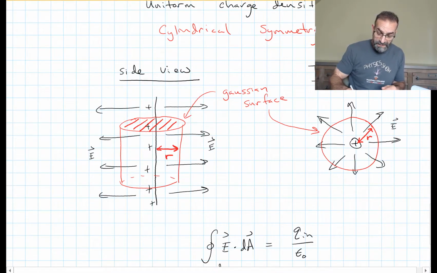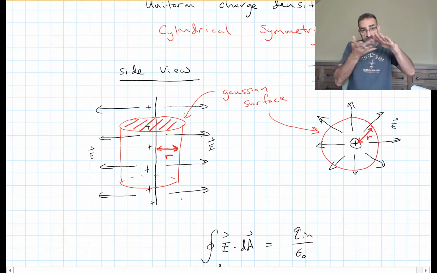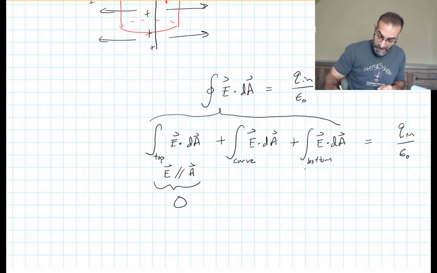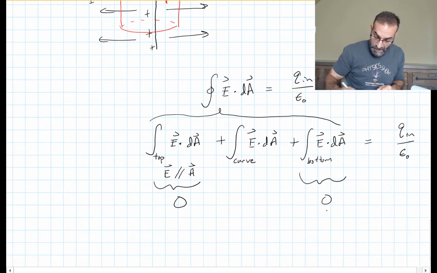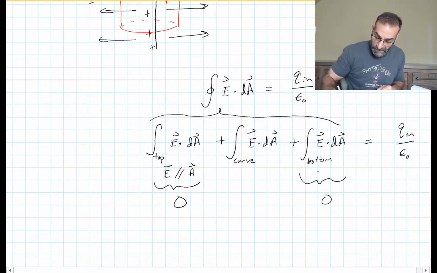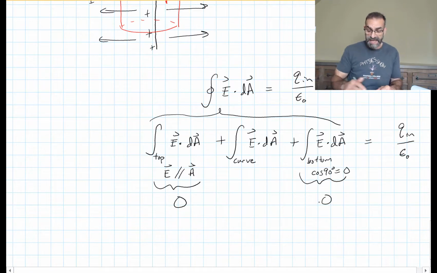And the bottom is the same. The electric field lines never penetrate the bottom. They just skim along parallel to the surface. So I've got 0 flux through that surface as well. Again, cosine of 90 degrees is 0. Same reasoning for the top as for the bottom.